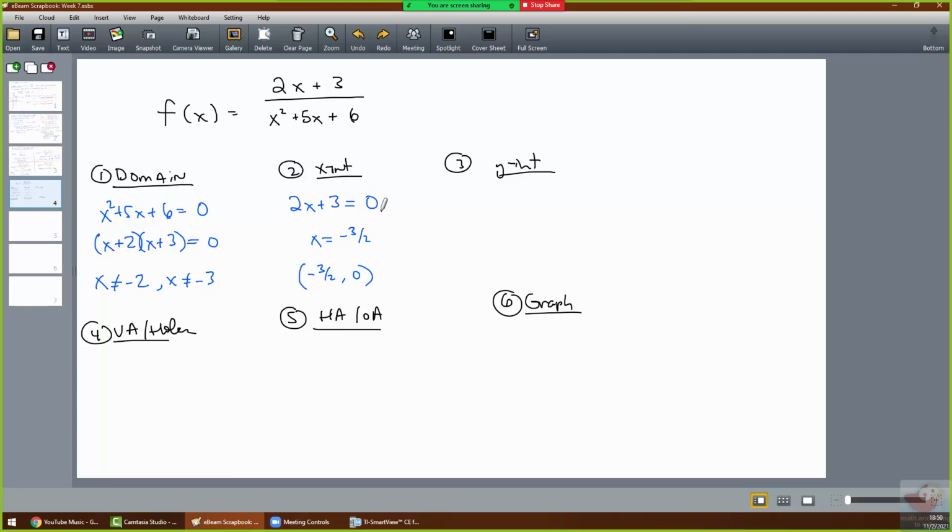A y-intercept occurs when x equals 0. So again, x-intercepts, for this work, only refer to the numerator. For the y-intercept, you go back to the entire function. Students tend to only put it into the numerator. You need to put 0 in for all of the x's, upstairs and downstairs. Upstairs you get 3, downstairs you get 6, reduces down to 1/2. So 0, 1/2 is your y-intercept.